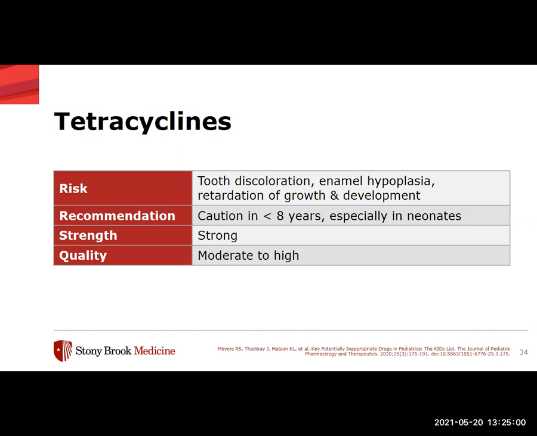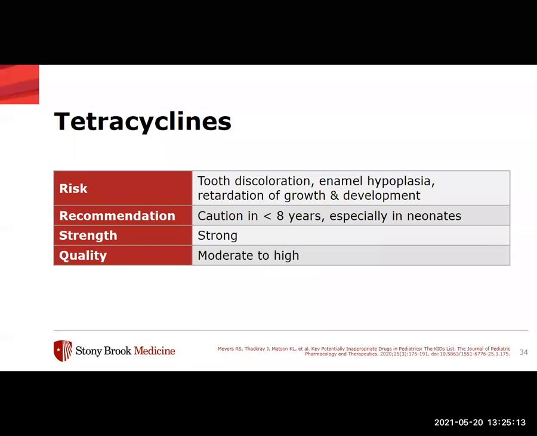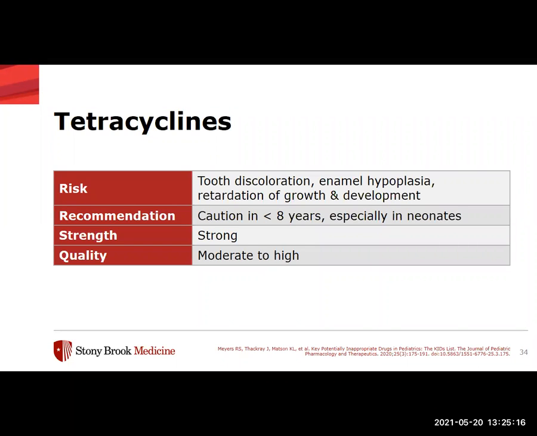Finally, our last class of antimicrobial agents is the tetracyclines, whose use is cautioned in children less than 8 years of age, especially in neonates for various ADR risks, including tooth discoloration, enamel hypoplasia, and retardation of skeletal development and bone growth in premature neonates.